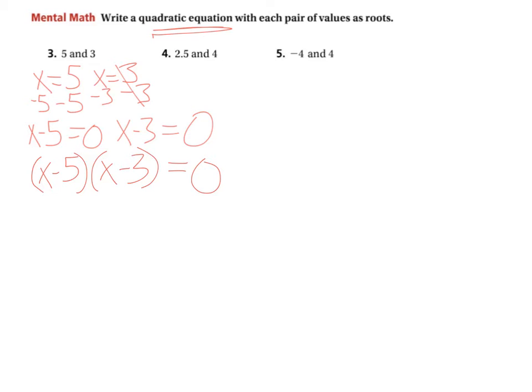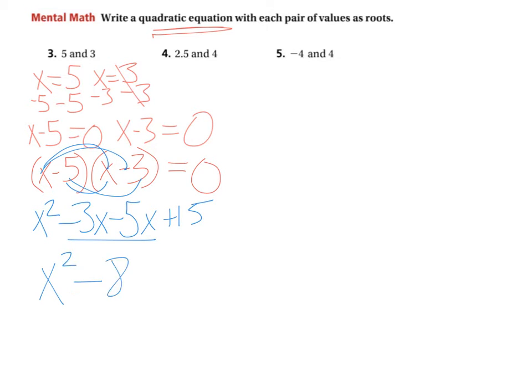Okay, so using FOIL again, x times x is x squared. X times negative 3, negative 3x. My inner terms, negative 5 times x, negative 5x. And negative 5 times negative 3 is positive 15. And then I just combine my two middle. X squared minus 8x plus 15. And this is the quadratic equation in standard form.